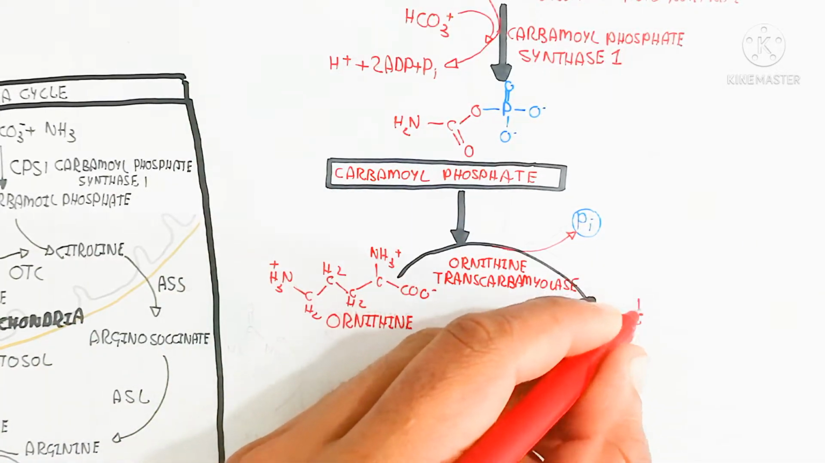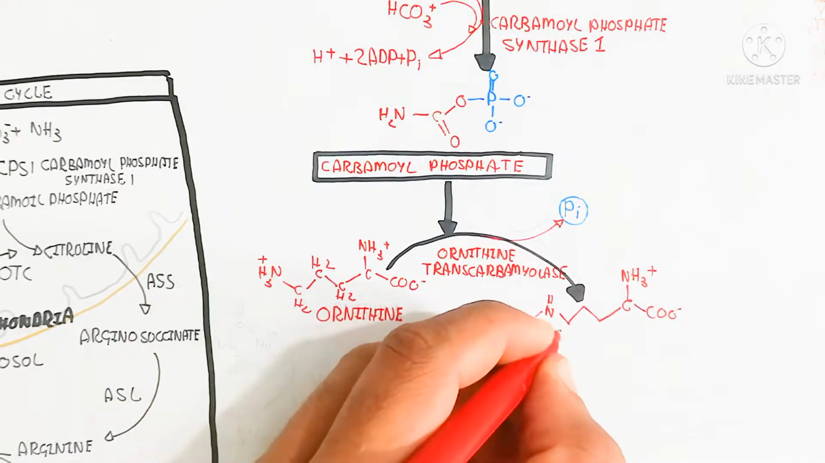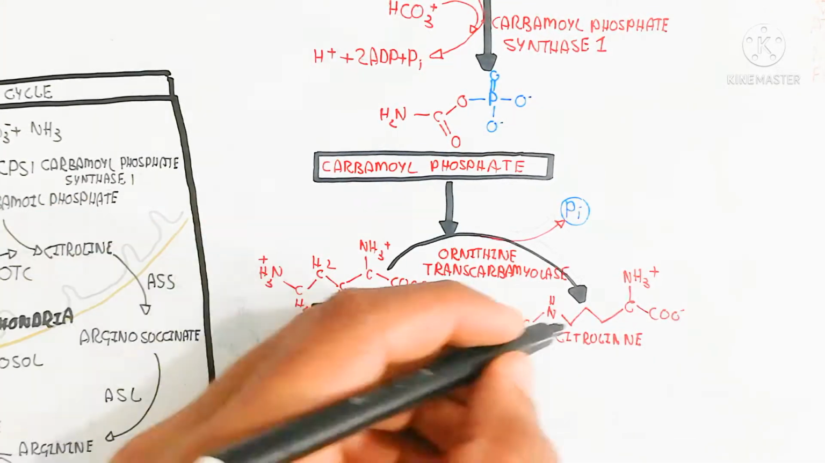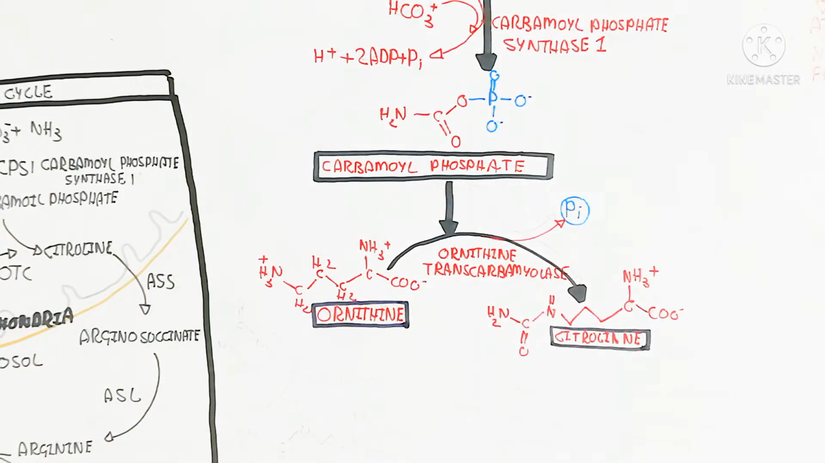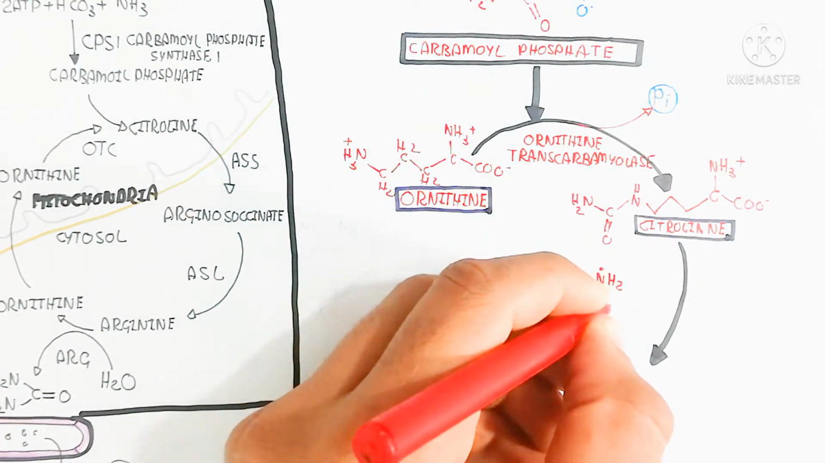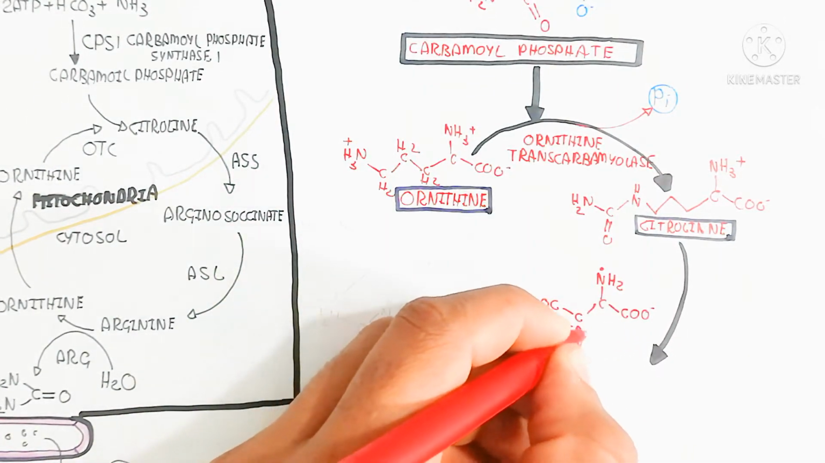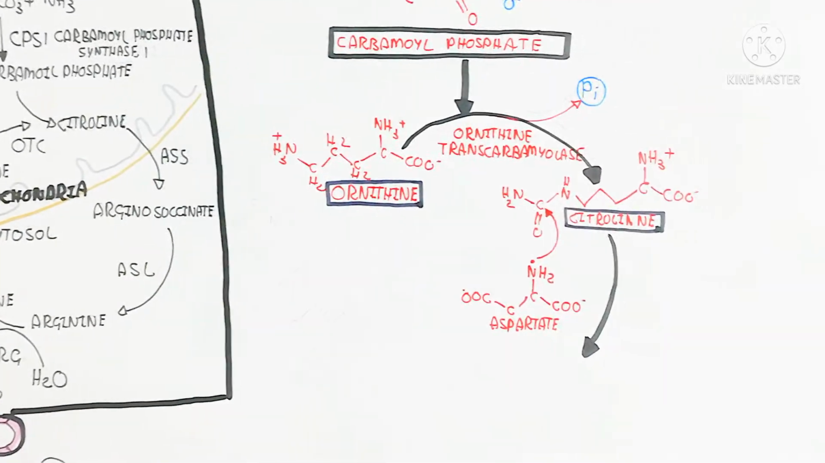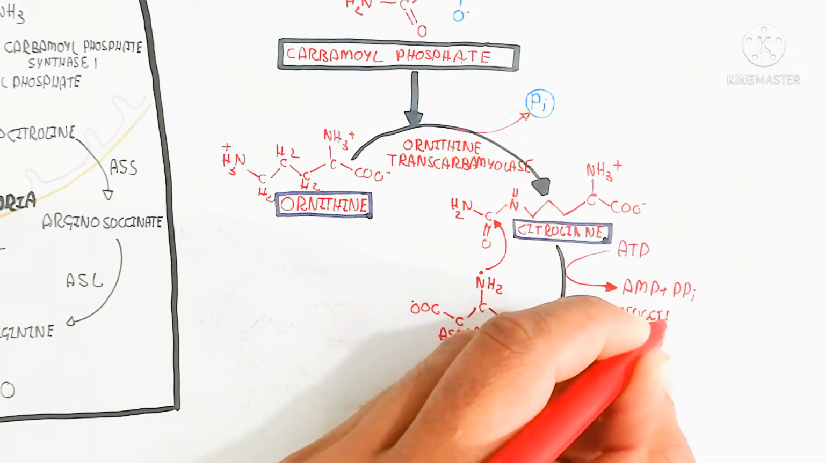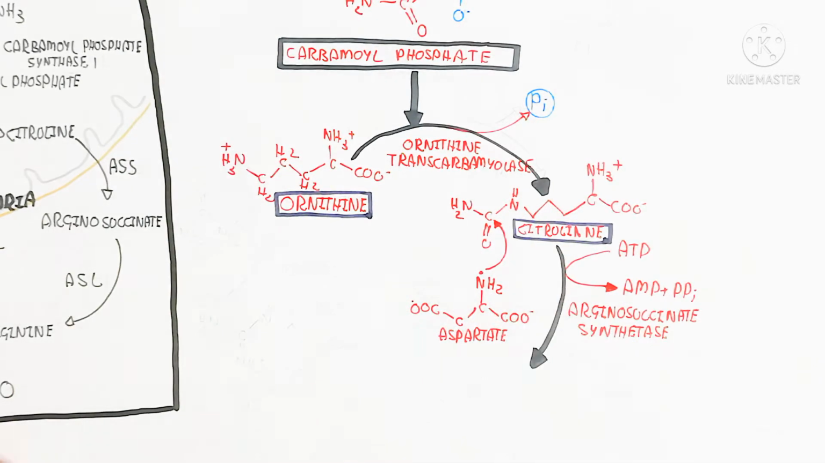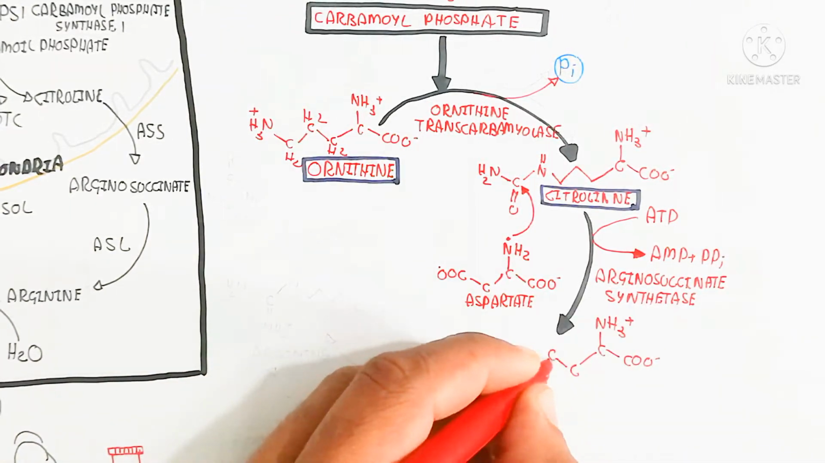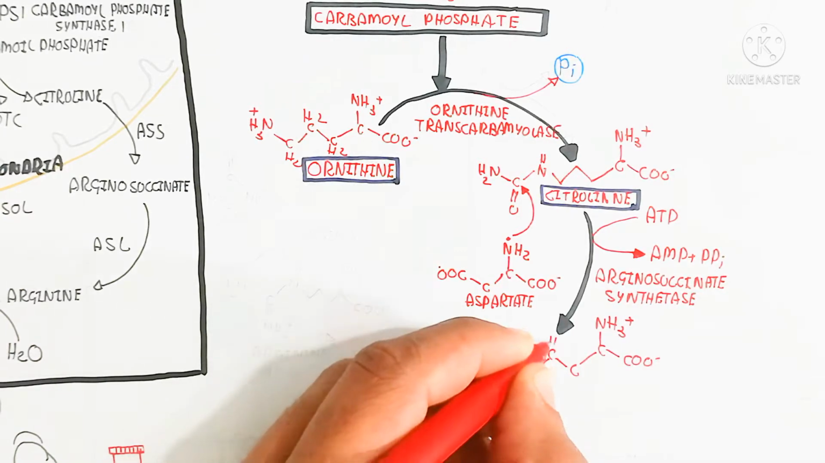So aspartate, another amino acid, will bind with the carbon side, and this carbon side binds with the amine group, and in this way the structure becomes more complex. The citrulline, in the presence of ATP, releases AMP and pyrophosphate. In this way too much energy is used, and in the presence of the arginosuccinate synthetase enzyme, arginosuccinate forms. The arginosuccinate looks like this, and you can understand this chemical formula as well.